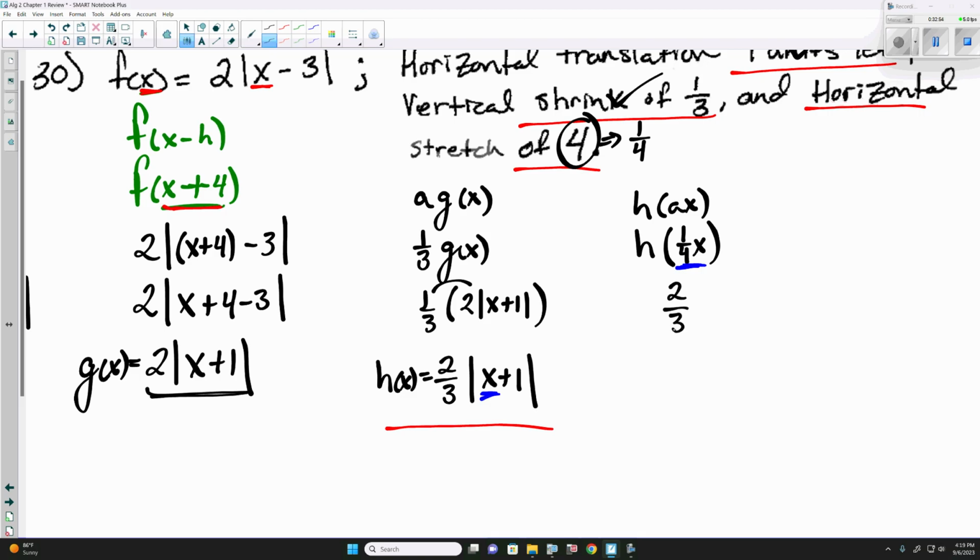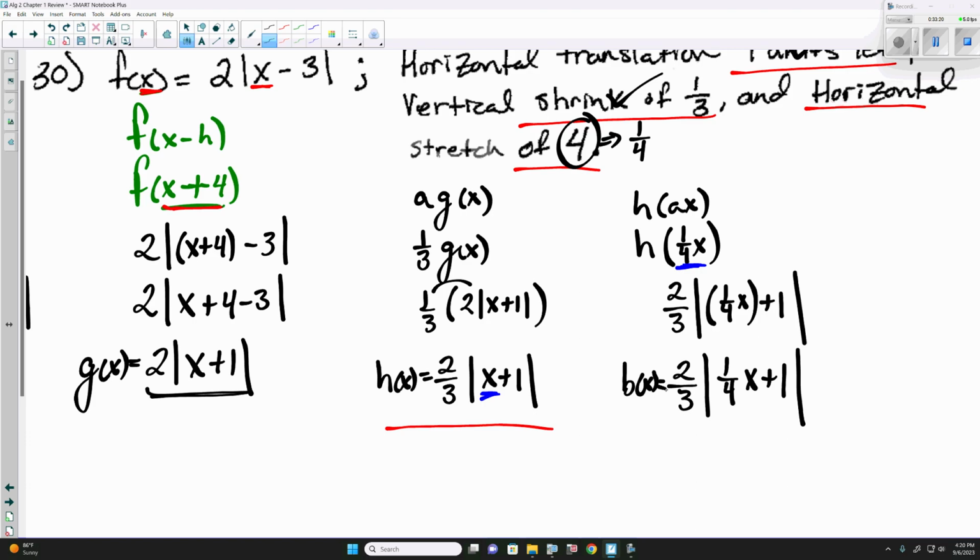So what that tells us is that we have 2/3 absolute value. Instead of x, we have 1/4 x plus 1. Everything else stays the same except x is switched out for 1/4 x. So what that tells us in the end is that we have 2/3 times the absolute value of 1/4 x plus 1. And at this point here, we could use b of x. We're just giving it another name. We can't use g of x or h of x or f of x because all three of those have been used. So I just chose b of x. And that's it for number 30.